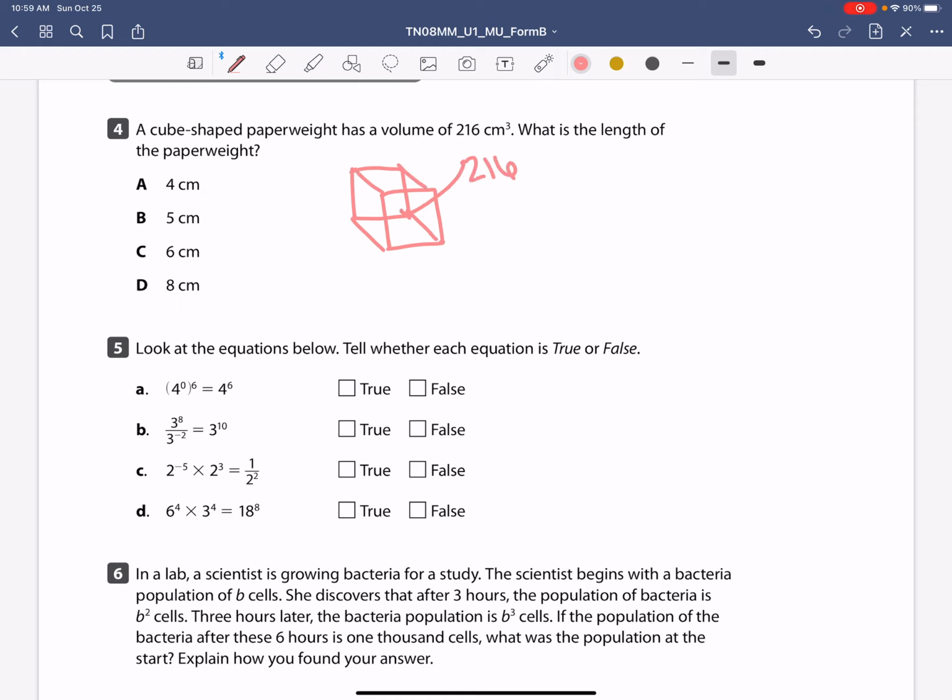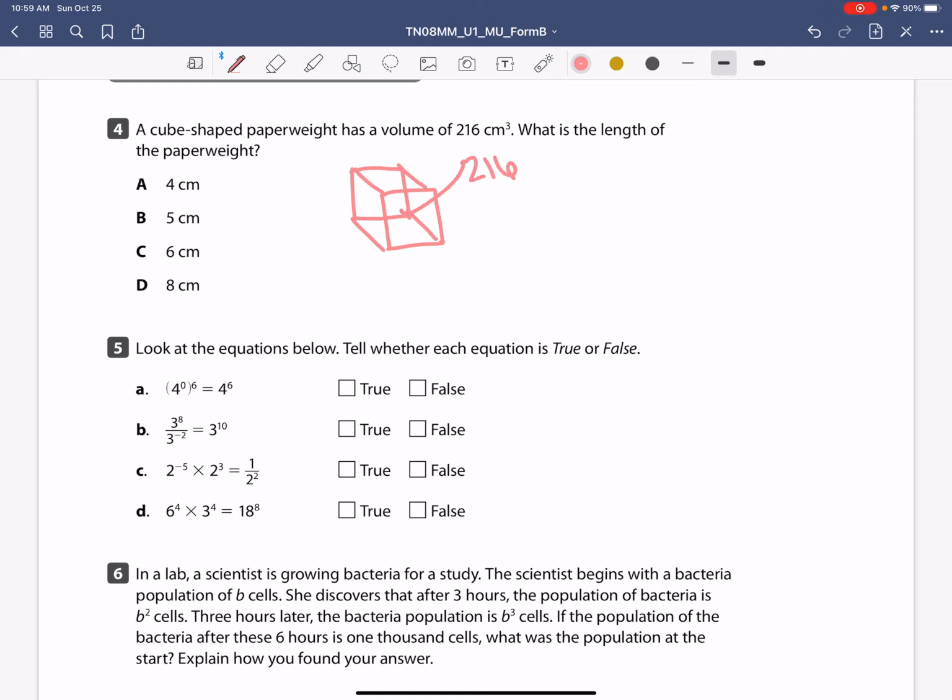So we know volume is length times width times height. So the volume of this cube is going to be side times side times side, because all the sides have the same length. And that's going to be equal to 216 cubic centimeters. And we know we can rewrite s times s times s as s cubed equals 216 cubic centimeters. And again, just like one of our previous problems where we found the square root of the area to find the length of the side, we'll find the cube root of the volume to find the length of each side, because that's the inverse of cubing a number.